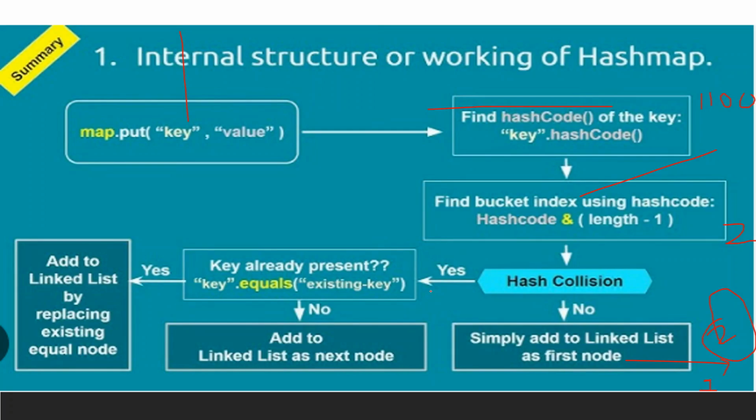What will happen if a hash collision happens? The key is already present, so it will check with the equals method, key.equals(existing key). If the key is equal, the first value will be replaced by the second value. If the key is not equal, it is added to the linked list as the next node, stored as the next node of the same index. Like, if we have stored at the second index at the first place, then the second time it will be stored at the second place.